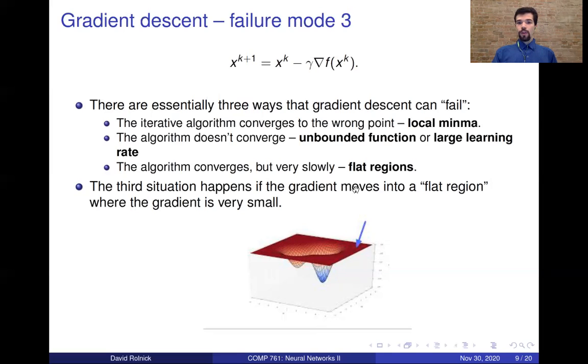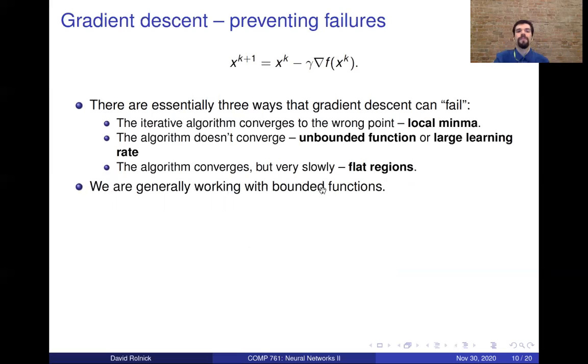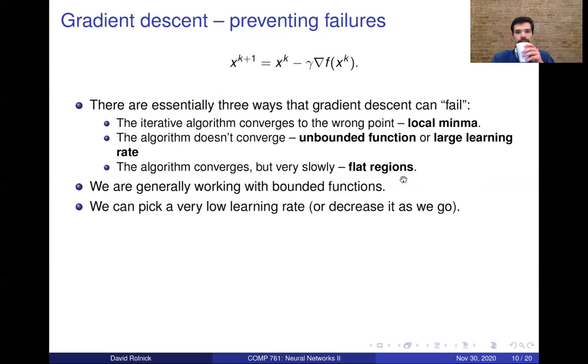OK. So how do you prevent these various failures? For the first one, the unbounded function, we're just going to generally assume we're working with bounded functions. If you're trying to find the minimum, you hope that there is actually a minimum. It's not too bad if you just keep on minimizing something and it goes off to infinity. That just shows that the minimum was negative infinity. For the large learning rate, we can pick a low learning rate. Another thing that people might do is decrease it as they go.